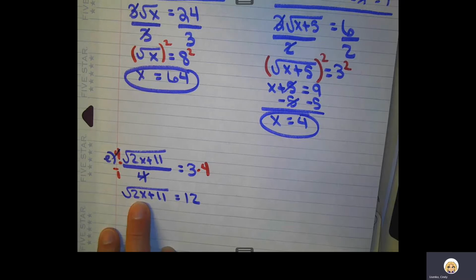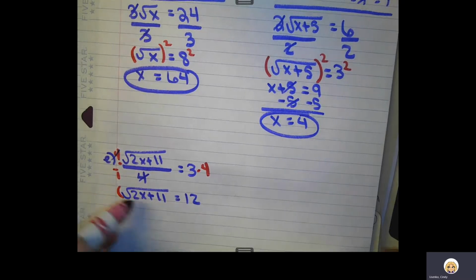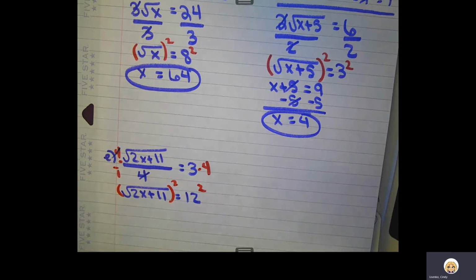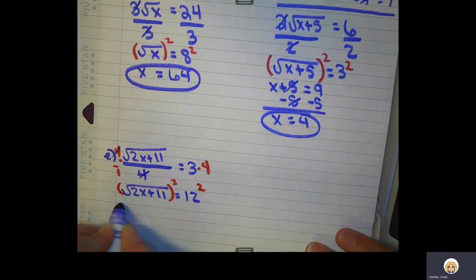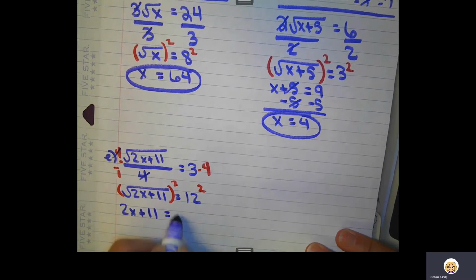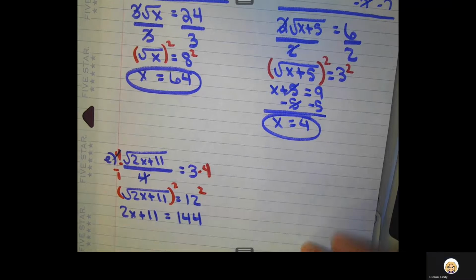Since the radical's alone, I go to step 2. I'm going to square both sides. So I square the left, square the right. Square and square root cancel out, so we're just left with 2x plus 11 on the left. 12 squared, that's 144 on the right.